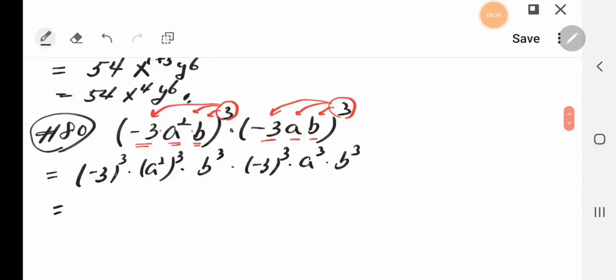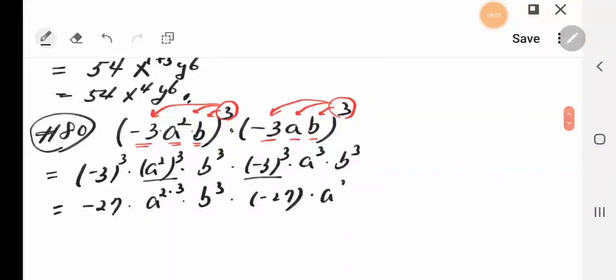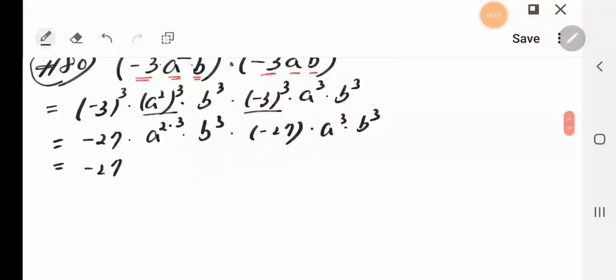Negative 3 to the third power, what's negative 3 to the third power? That is negative 27. And this one is a to the 6th power, multiply the exponents, and we have b cubed. Even this one, negative 3 cubed is negative 27, a cubed, b cubed. Let's keep writing this. So negative 27 times negative 27. Let's put these two numbers together. And the second one is a to the 2 times 3, a to the 6th power.